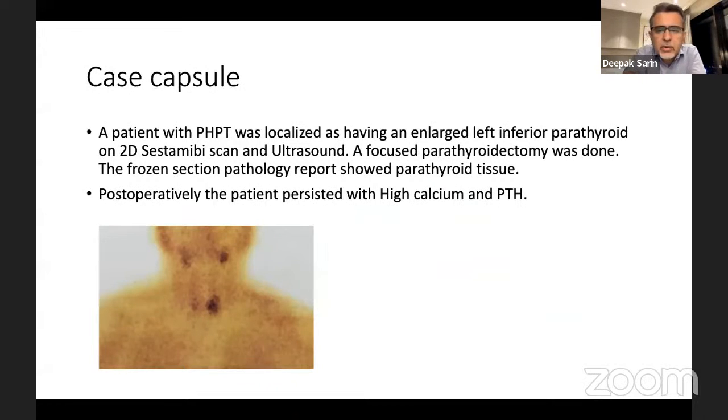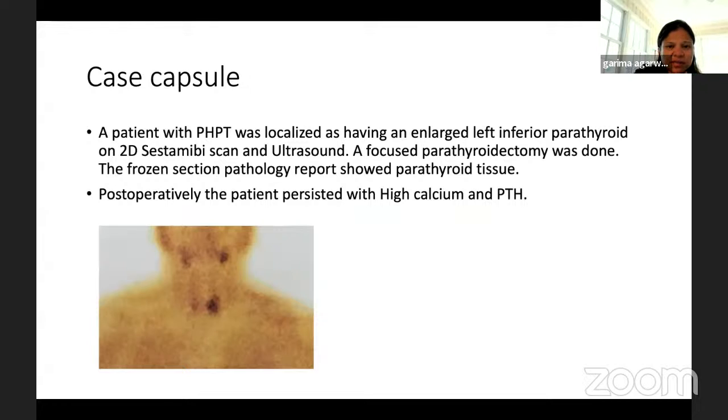Garima, your thoughts? So one is missed multi-gland disease, obviously the most common scenario. The other, I would think, first of all, it showed parathyroid tissue, but was it hyperplasia or not? Or was the enlarged adenoma itself hyperplastic or not? Or was it like a normal parathyroid tissue? The other thing is it could be a double adenoma. That would be my second thought, and obviously four-gland hyperplasia with one gland picking up more technetium on the scan.